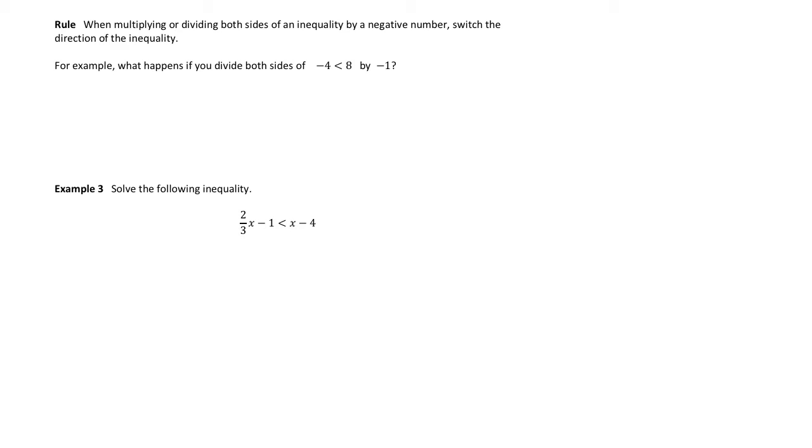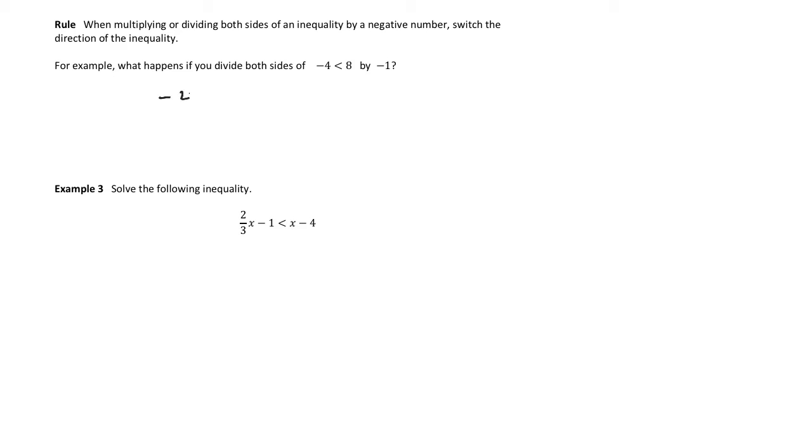For the last example, I want to introduce the only thing that could go wrong in this process of solving a linear inequality. If you ever multiply or divide both sides by a negative number, it's going to switch the direction of the inequality, meaning it'll go from either less than to greater than, or greater than to less than.